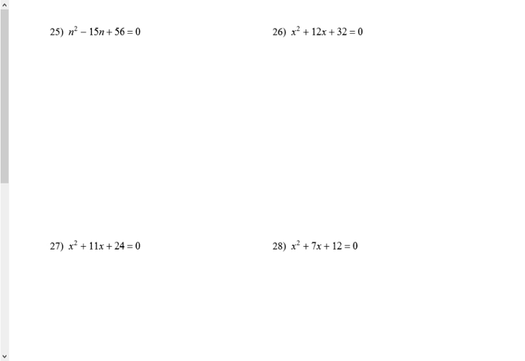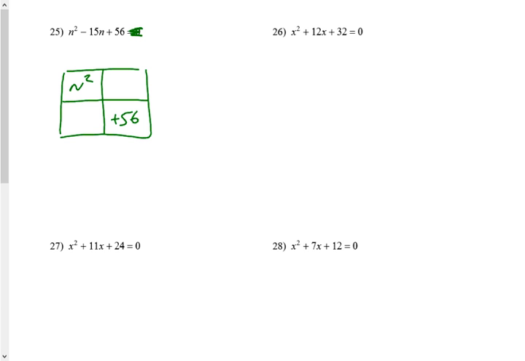I apologize for that. Anyway, moving on, and we get to 25 again. We're going to get rid of the 0 and just simply factor this expression. So n squared goes here, 56 goes here.